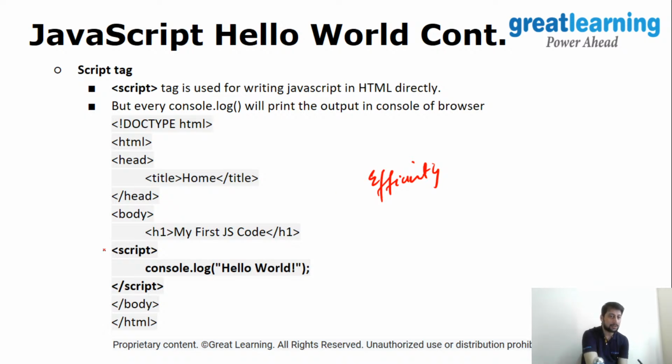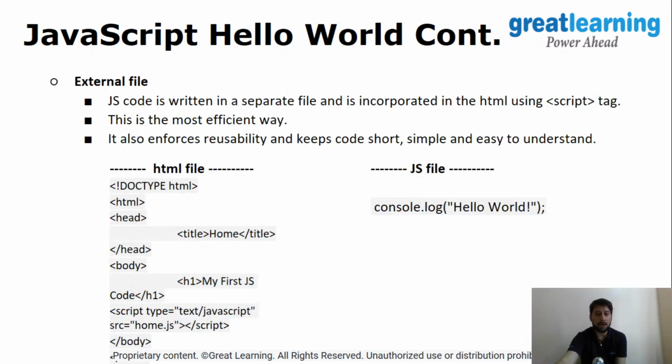Let's suppose this script is of 100 lines. Now in my another HTML file, I want the same script. Again, I need to rewrite this 100 lines of code, which I absolutely don't want. This is not an efficient way. The efficient way is to create an external file, write your code in that external file, and then link it. So you see, this is your external JavaScript file, and then we are just linking it.